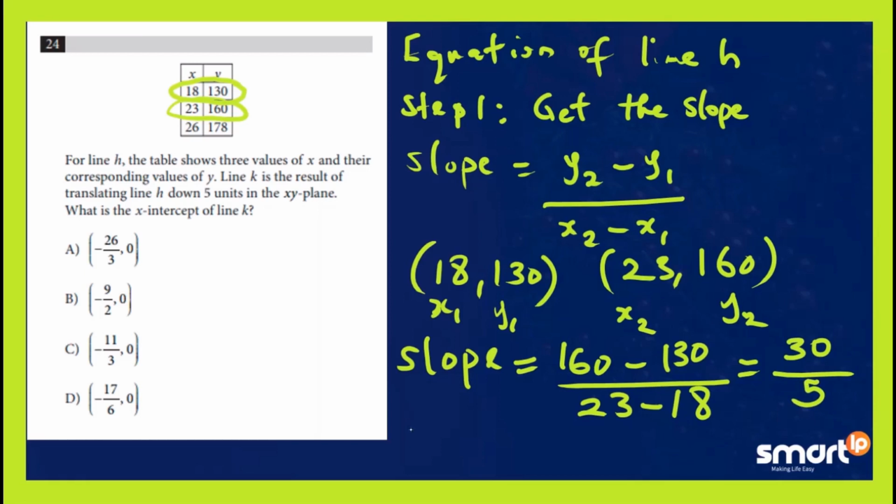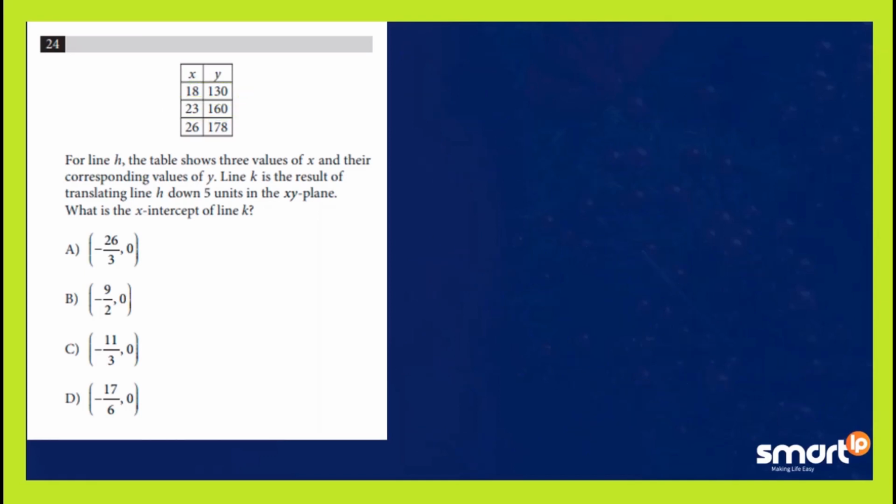Okay, so our slope is now 30 divided by 5. So 5 here 1, 5 here 6. So our slope is 6. Okay, well done. In step 1, we've gotten the slope to be 6.